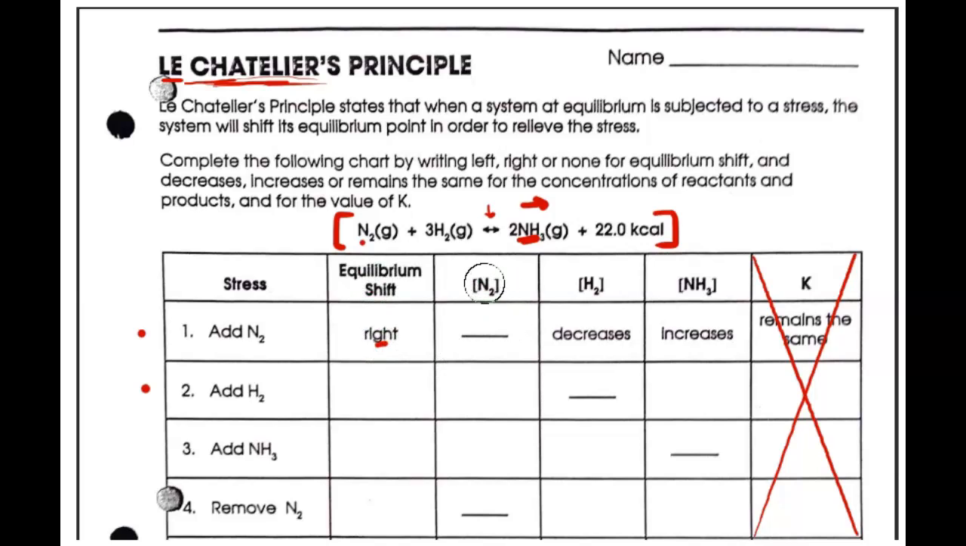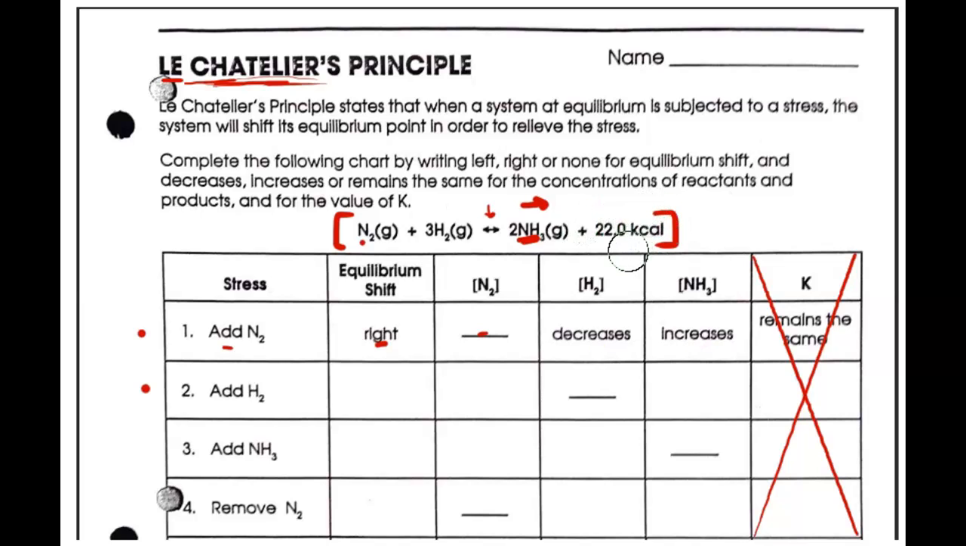N2, we already indicated that we're adding N2, so we don't need to write anything in this space. For the H2, however, because we're going from this side to this side, we're using up the H2 here to make more products, so that will decrease, and then the NH3 will increase, right, because we're making more products. Okay, I hope that was clear.